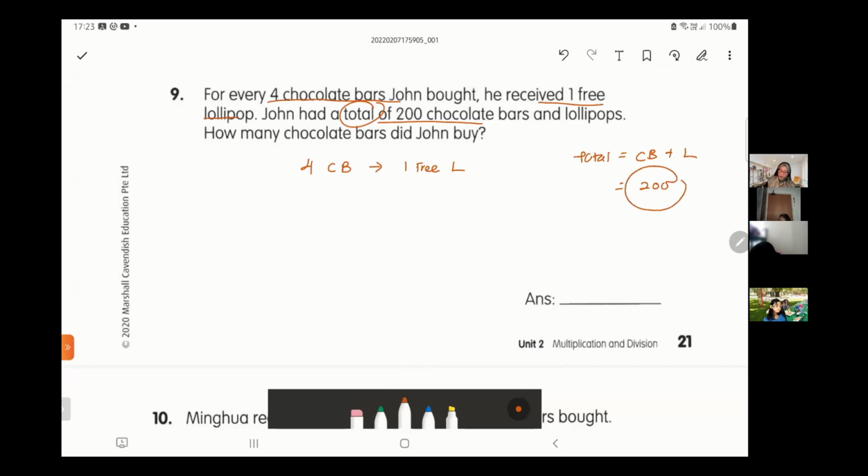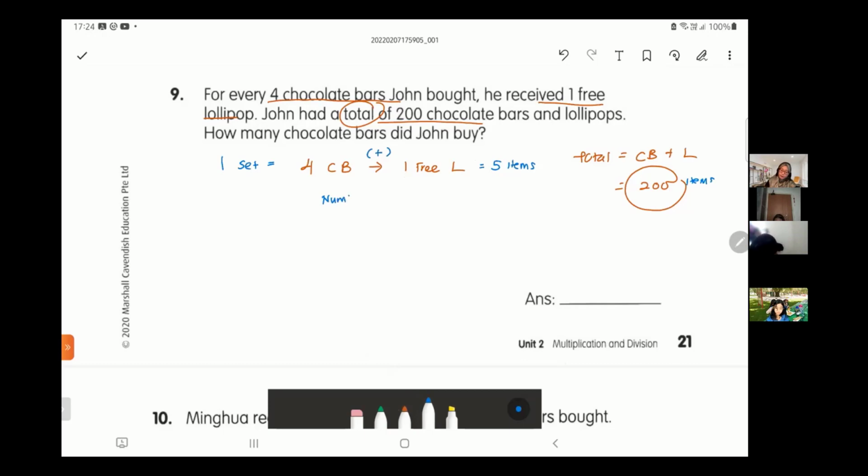Okay, now this is considered one set, S-E-T, one set. Okay, one set means 4 chocolate bars, I get 1 free lollipop, this is just add on. So I have five items. I get 5 items in one set. One set is 5 items. Now I have how many items? I have 200 chocolate bars and lollipops. So this is considered 200 items. So how many sets are there?